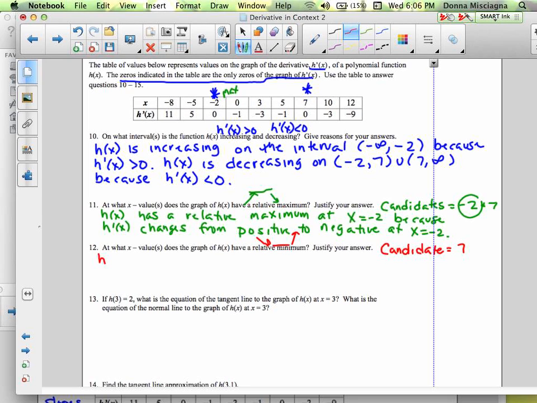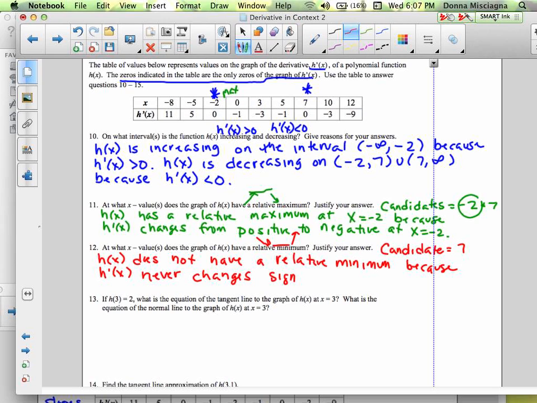So h of x does not have a relative minimum because h prime of x never changes sign from negative to positive.